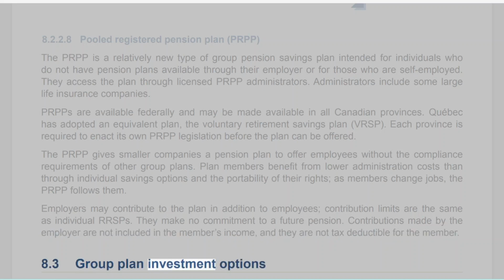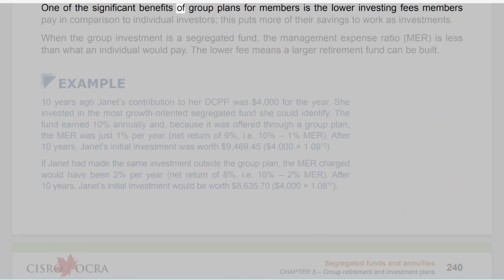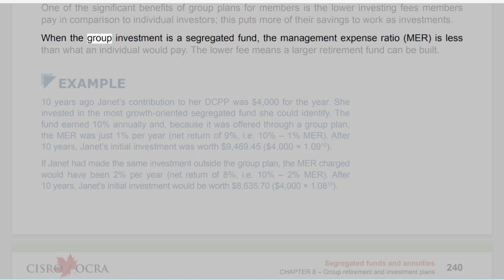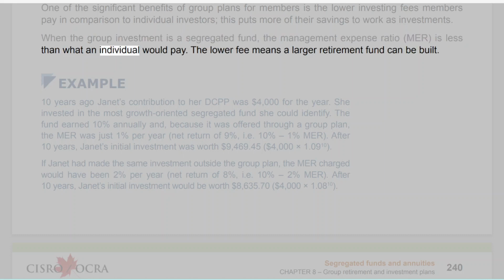8.3 Group Plan Investment Options. One of the significant benefits of group plans for members is the lower investing fees members pay in comparison to individual investors. This puts more of their savings to work as investments. When the group investment is a segregated fund, the management expense ratio, MER, is less than what an individual would pay. The lower fee means a larger retirement fund can be built.